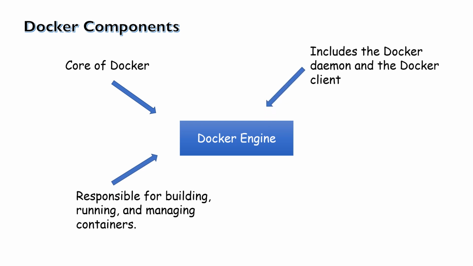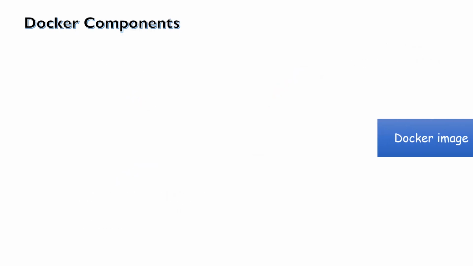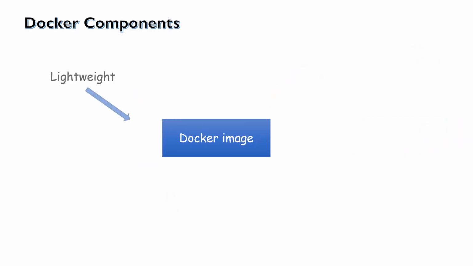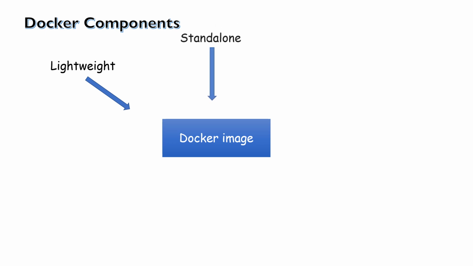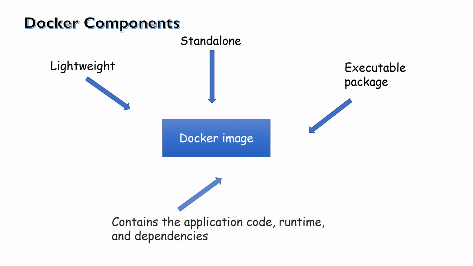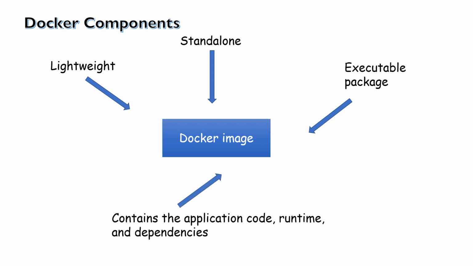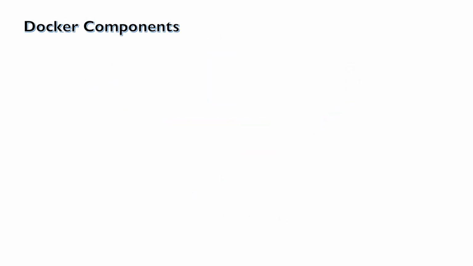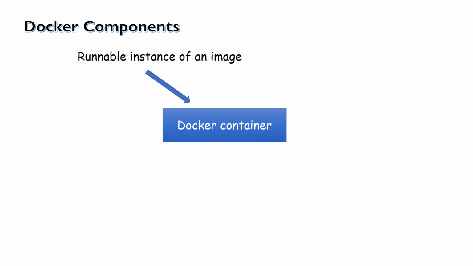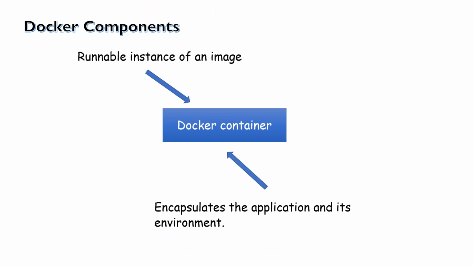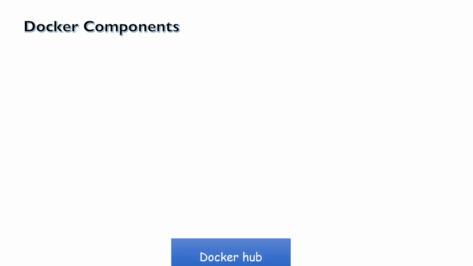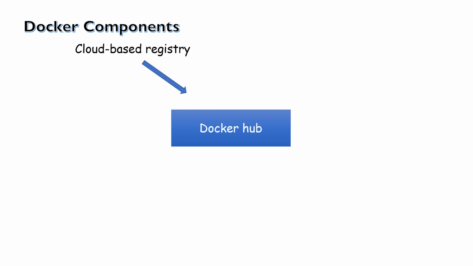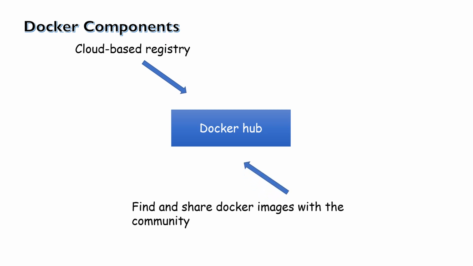Second, we have the Docker image. So an image is a lightweight, standalone, and executable package that contains the application code, runtime, and dependencies. And then we have the container. So a container is a runnable instance of an image. It encapsulates the application and its environment. And the Docker hub is a cloud-based registry where you can find and share Docker images with the community, and it's a valuable resource for finding pre-built images as well.